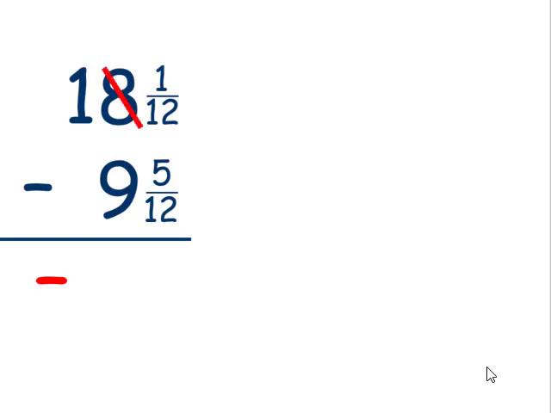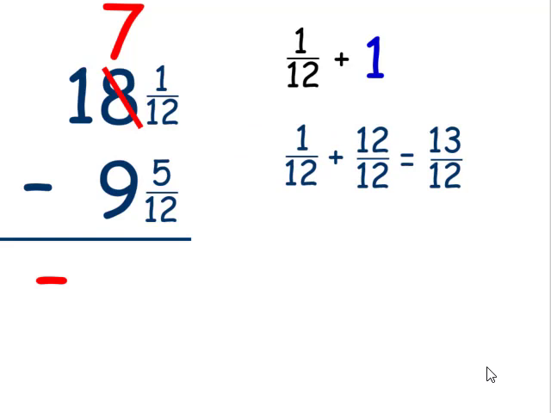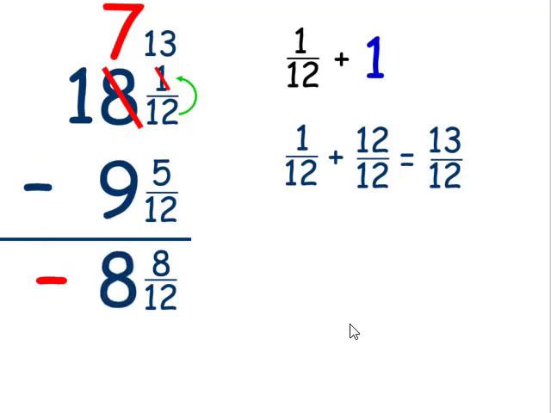We're going to borrow from the 18. The 18 will become a 17. We're going to add 1 whole to 1/12. And remember, 1 whole is 12/12, which gives us 1/12 plus 12/12, which is 13/12. 13 minus 5 is 8/12. And remember, the shortcut is simply add the denominator to the numerator. That's going to give you your new term. Well, 17 minus 9 is 8. 8 and 8/12.